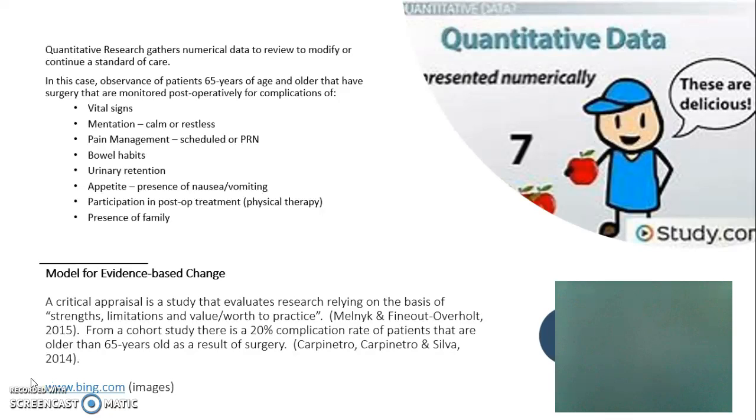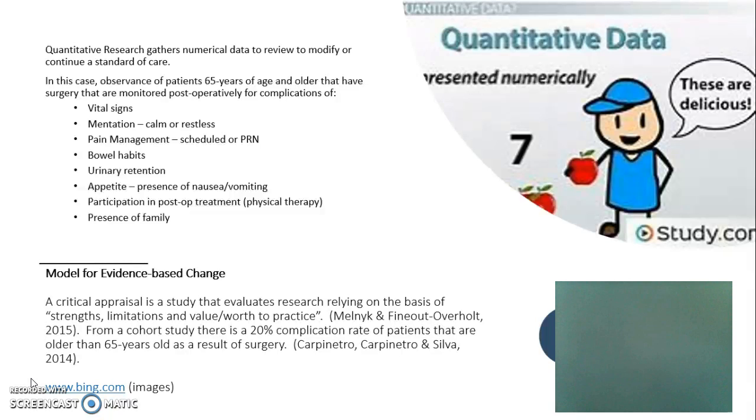There are 2 types of data that can be collected. The first is quantitative research, which is numerical data that's used. In this case, we'd be observing patients that are 65 years and older that have had surgery. They're going to be monitored postoperatively for complications of vital signs, mentation, pain management, bowel habits, urinary retention, and appetite, and whether or not they have nausea or vomiting following anesthesia, participation in post-op treatment such as physical therapy, and whether they have family members that are present.